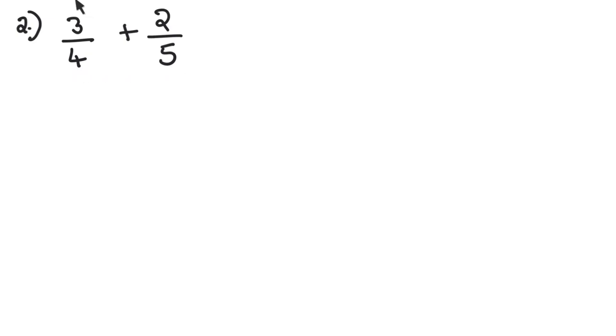So we cannot add the fractions straight away. So we must make the denominators same. How can we make the denominators same? We take the LCM, least common multiple, of both 4 and 5. What is the least common multiple of 4 and 5?